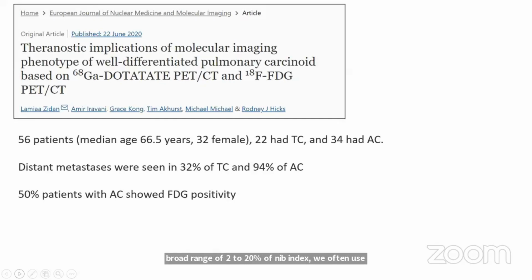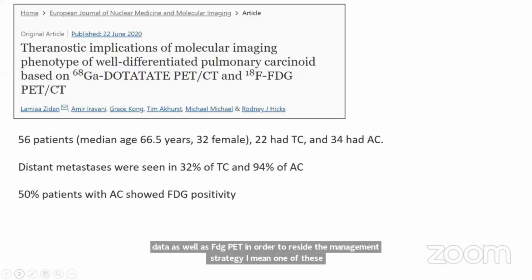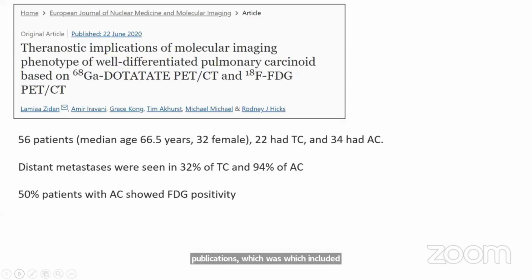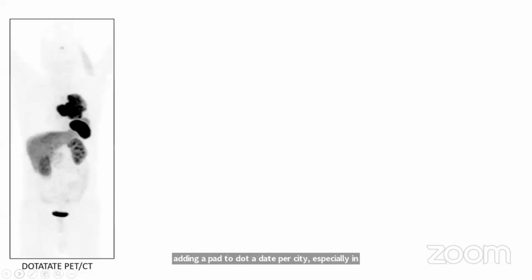Now, in one of these publications, which included 56 patients, 34 of them being atypical carcinoids, distant metastasis was seen in almost 94% cases of atypical carcinoid, and 50% patients with atypical carcinoid showed FDG positivity. So this makes a strong case for adding FDG PET to DOTA PET CT, especially in cases with atypical carcinoid. Next slide, please.